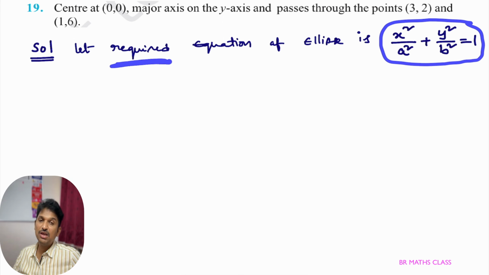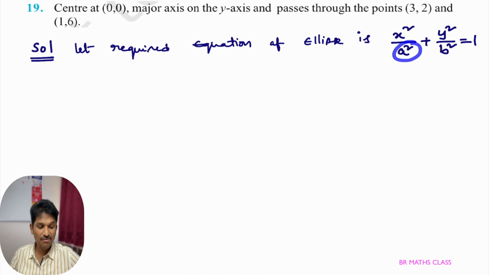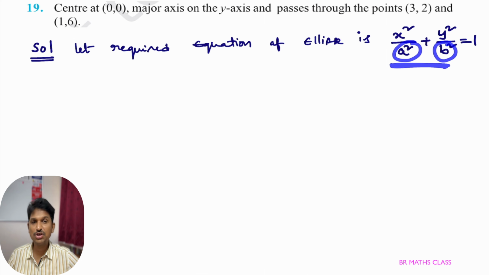You take the required equation as x square divided by a square plus y square divided by b square equal to 1. In this, you need to find the a value and b value. Once you get the a value and b value, this ellipse equation is over. We will substitute that a value and b value in this equation, and we will get the equation of the ellipse.